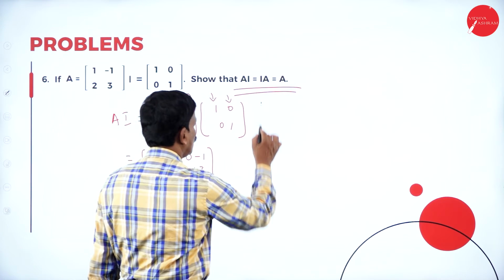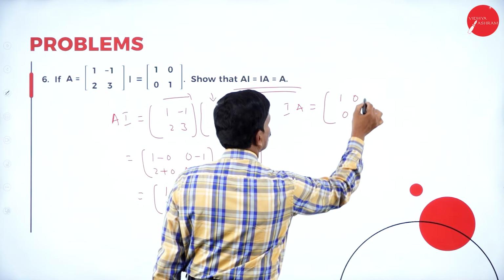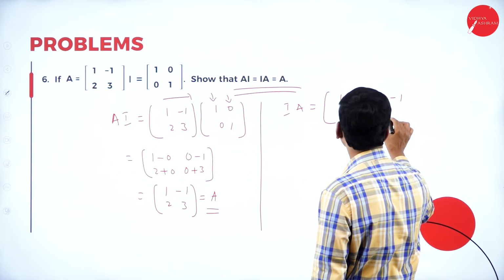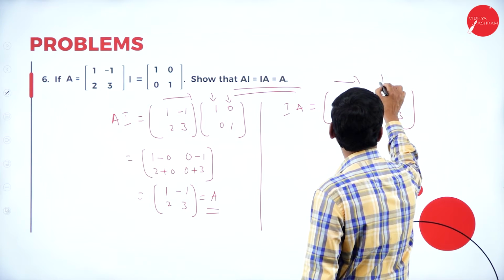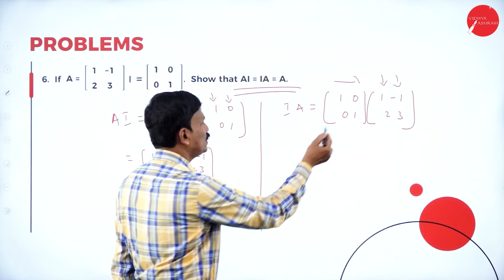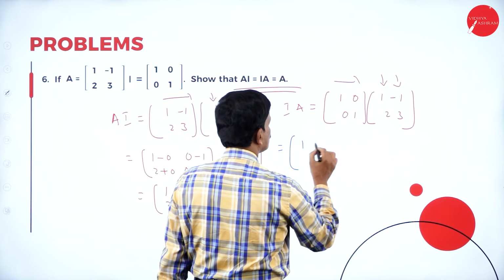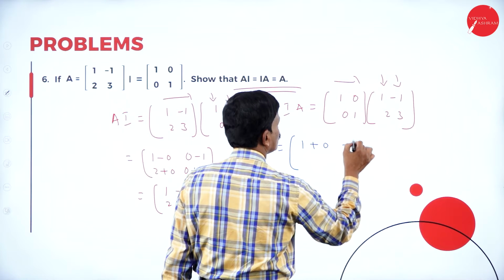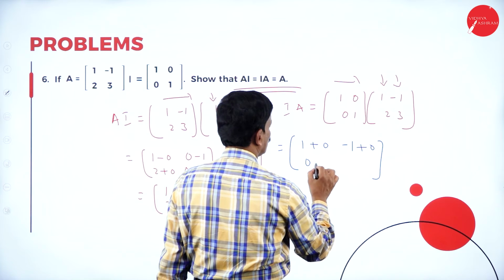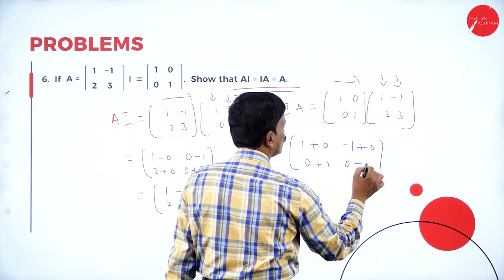On the other hand, I into A: if you multiply the identity matrix 1, 0, 0, 1 with the given matrix 1, minus 1 and 2, 3. Multiply this. Now let us find out I into A. First row, first column: 1 ones are 1 plus 0 into 2 is 0. First row, second column: 1 into minus 1 is minus 1 plus 0 into 3 is 0. Second row, first column: 0 into 1 is 0 plus 1 into 2 is 2. Last row, last column: 1 into 0 is 0 plus 1 into 3 is 3.